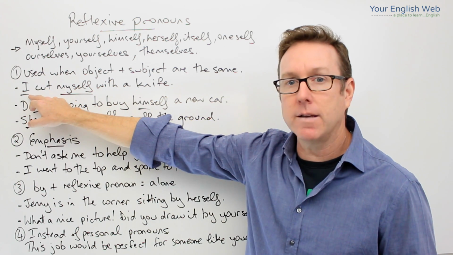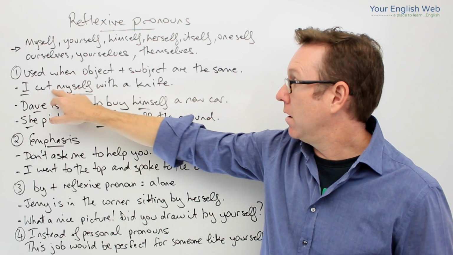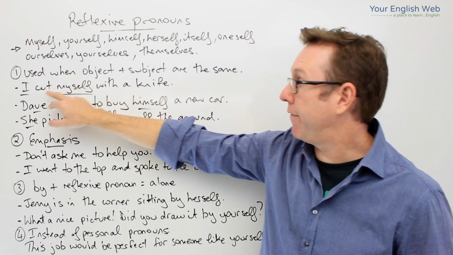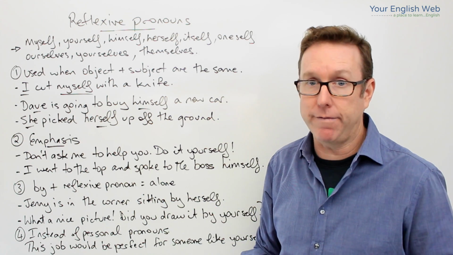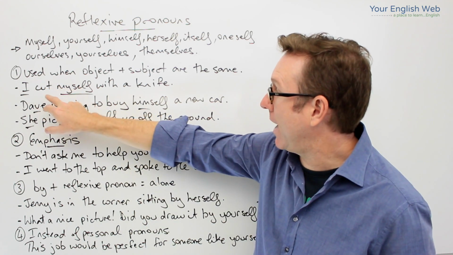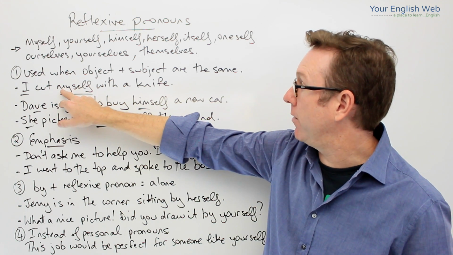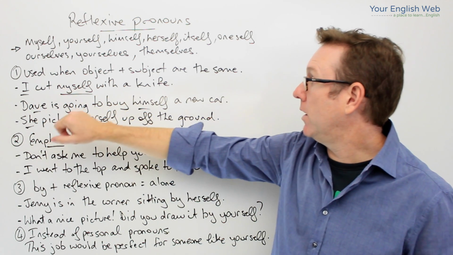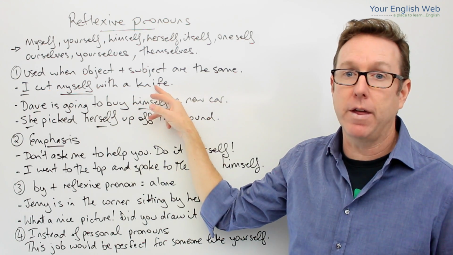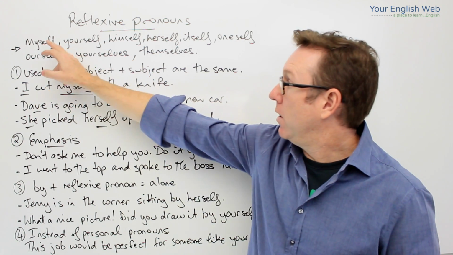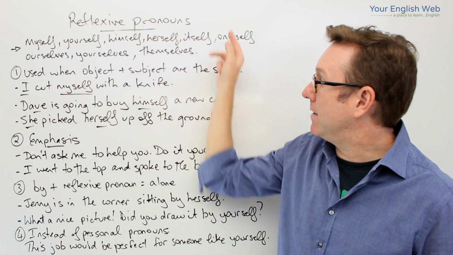So, I, subject, object, myself. I cut myself with a knife. Okay, so we have the reflexive pronoun, we have the subject, same sentence, I cut myself with a knife. So, these are the reflexive pronouns.